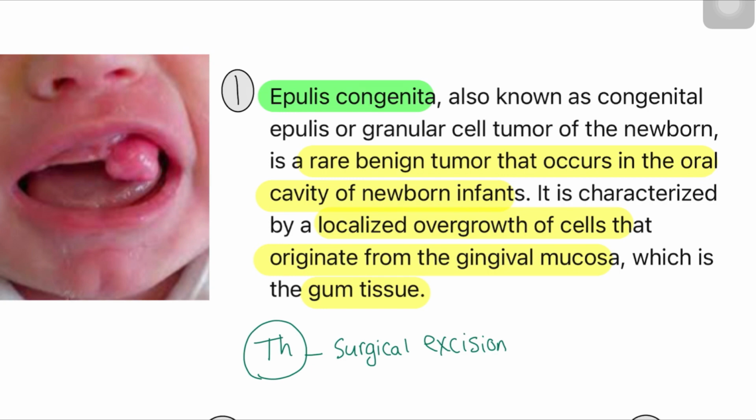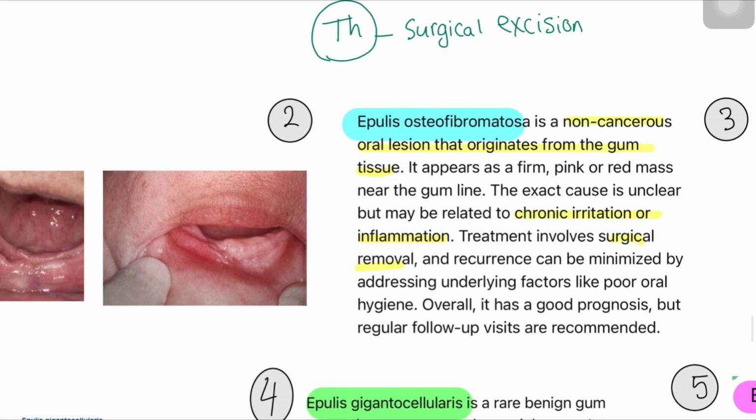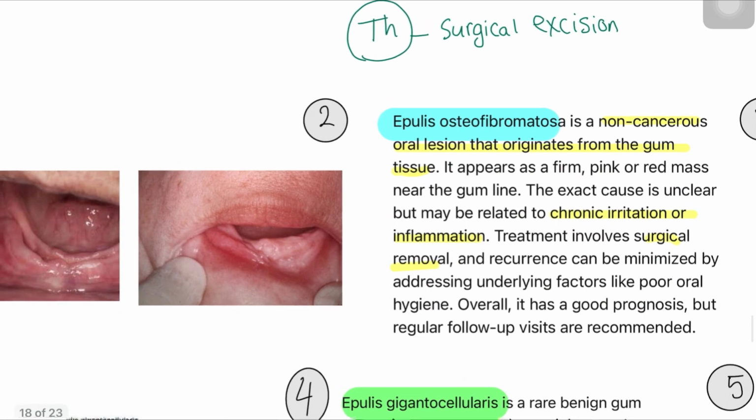Okay, that's about that. Now, number two, which was Epulis osteofibromatosa. It's a non-cancerous oral lesion that originates from the gum tissue. As we said, epulis in Latin means benign on the gingiva. So all of this are going to be just on the gingiva. Okay. So this one looks like a firm pink red mass near the gum line, as you can see here, here, and also here in the picture. As I said, the exact cause is unclear, but they could say it's related to chronic irritation or inflammation.